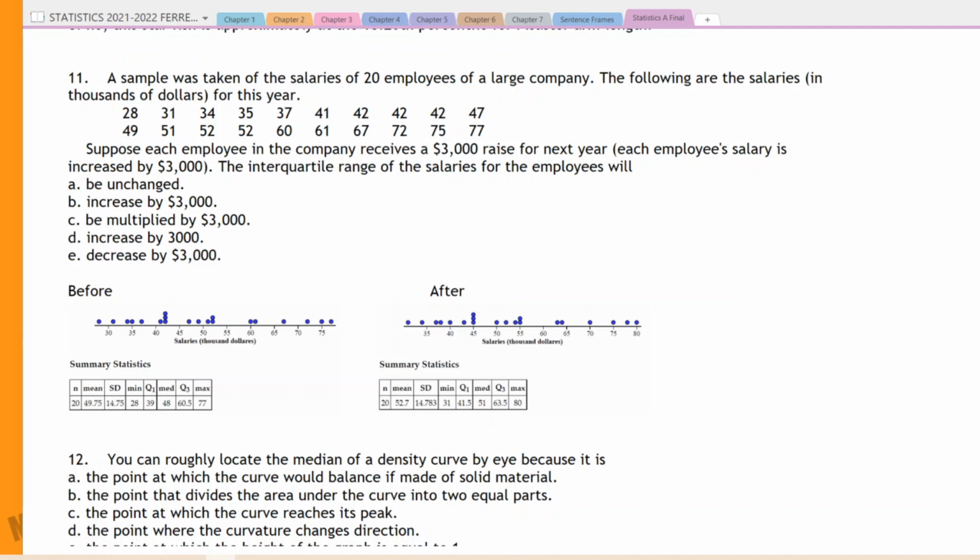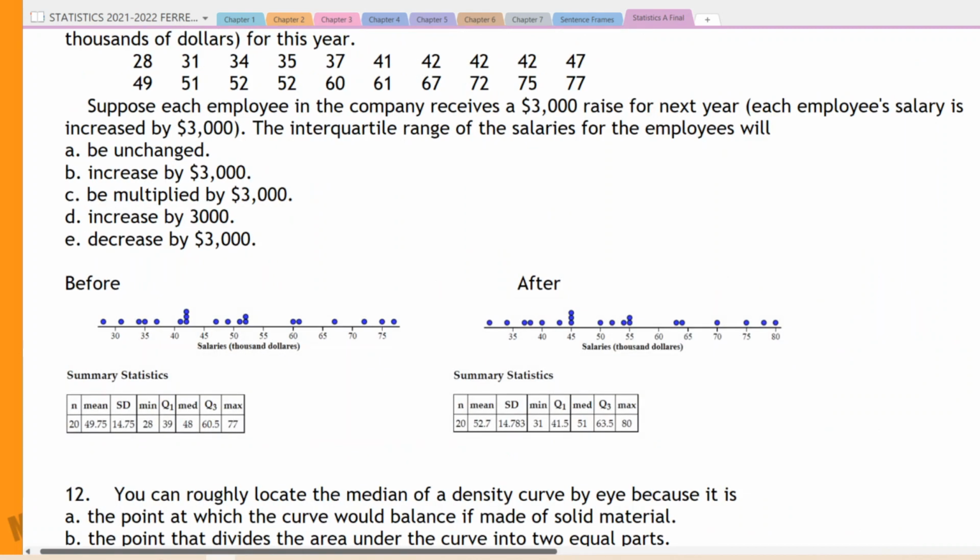So the way that I want to look at this is to take a look at this before and after. Now, for the before, I went ahead and put all of these salaries into StatKey and had it create a dot plot of all of those salaries. So this is before. This is the salaries as they're written here. And then I added $3,000 to everybody's salary.